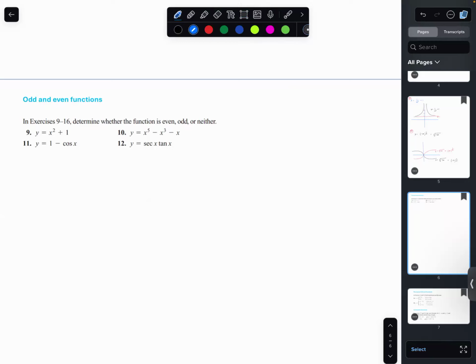So the first one, y equals x squared plus 1. Well, this is an even function because the x is squared. For example, if we take x equals 2 and x equals minus 2, in both cases y is going to be 2 squared plus 1, which is 5. And for x equals minus 2, y is minus 2 squared plus 1, which is 5. So this is an even function.